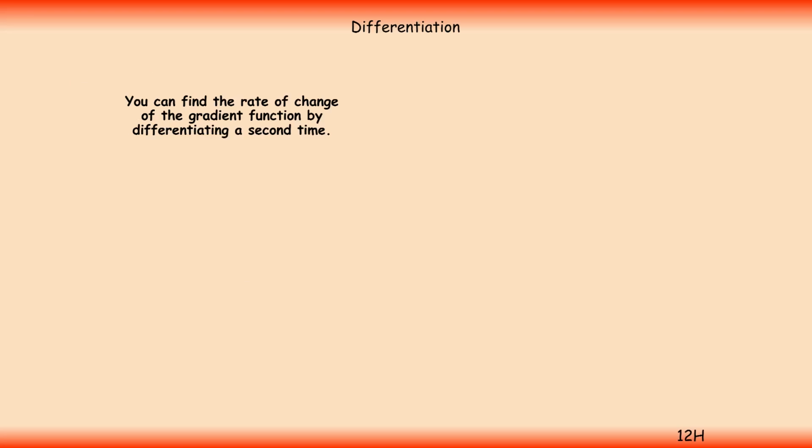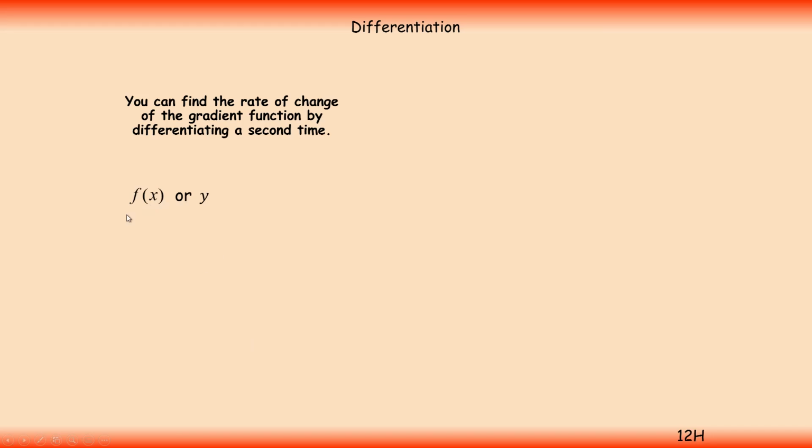Okay, so when we differentiate a function, we find its gradient, or the rate of change of the function. That tells us if it's an increasing function or a decreasing function. When we differentiate it a second time, then we look at the rate of change of the gradient. So what's happening to the gradient?